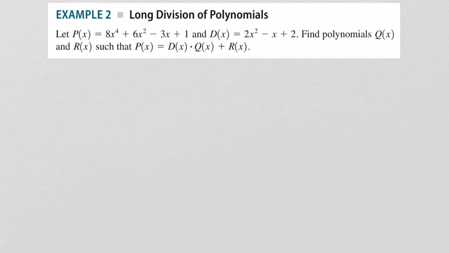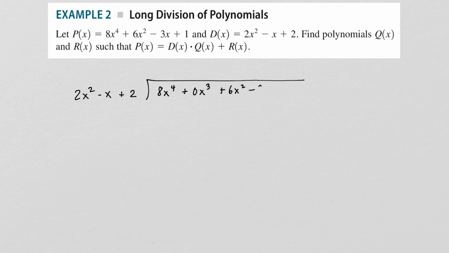Now let's do a problem that is a little bit more difficult. In this case, we're dividing a higher degree polynomial by a higher degree divisor than before. So we are going to take the polynomial 2x squared minus x plus 2, and we're going to divide that into the polynomial 8x to the 4th. Now notice that there is no x cubed here. We're going to write down plus 0x cubed, and then plus 6x squared minus 3x plus 1. It's important to have this term in here as a placeholder.